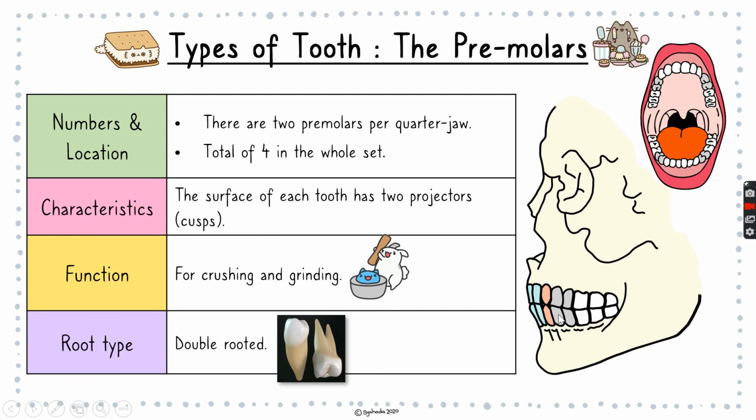Now we have the premolars. There are 2 premolars per quarter jaw. You can see that at the top there's 2, and at the bottom there's 2. But overall, actually it's not 4, it's 1, 2, 3, 4, 5, 6, 7, 8. You actually have 8 in total.